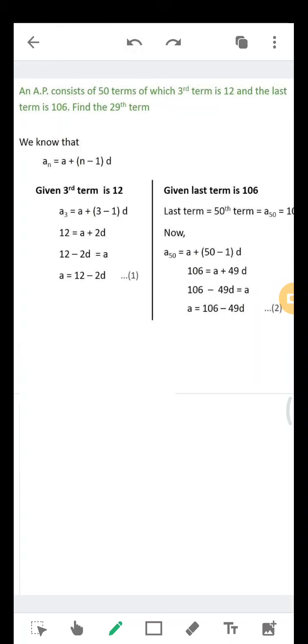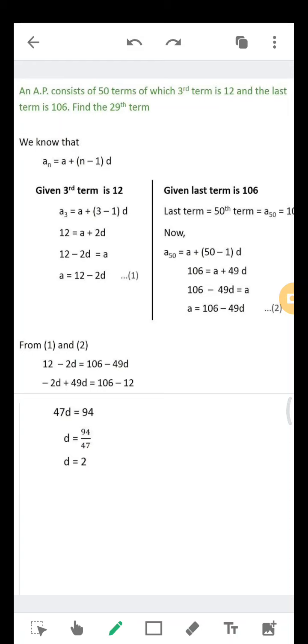So we get the value A is equal to 106 minus 49D here. Again we have two equations equal to A. This is also equal to A. I can equate these two equations to get the value of D. So I am equating these two equations and I am getting the value of D as 2, in the same way as we did in the previous question.